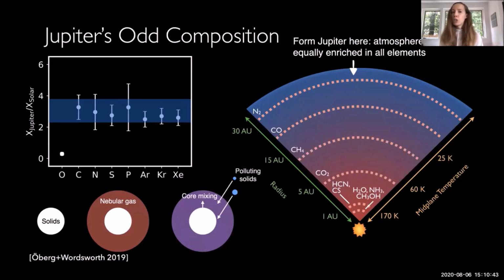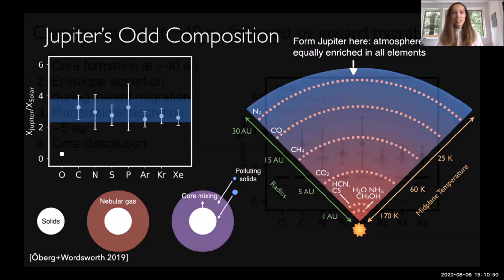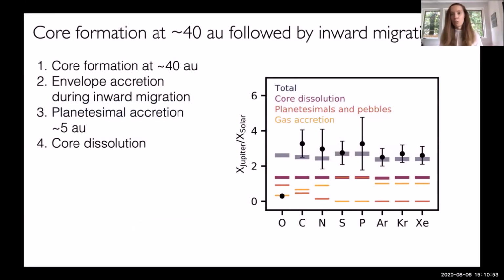So this maybe sounds a bit wild, to form something like Jupiter this far out. And forming the whole of Jupiter that far out is maybe a bit wild, but there is a compromise that you can do, which is that you form the core out at 40 AU, and then as you accrete your envelope, you spiral inward, and maybe even get a few planetesimals at 5 AU that change your composition a bit. You can tolerate that as long as the majority of your solids come from the core originating at 40 AU, dissolving into the envelope. So this is an idea.